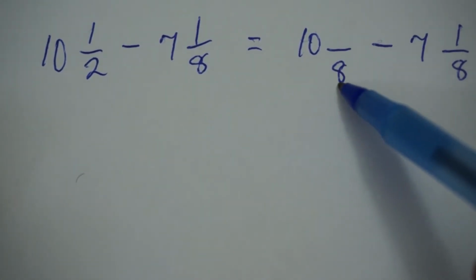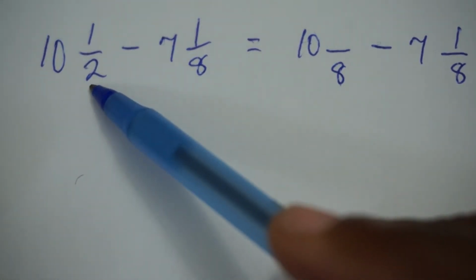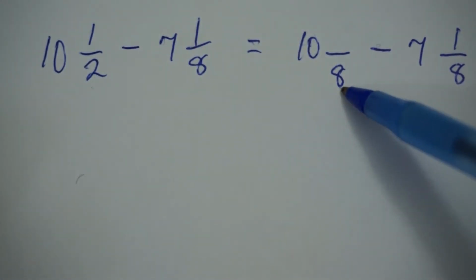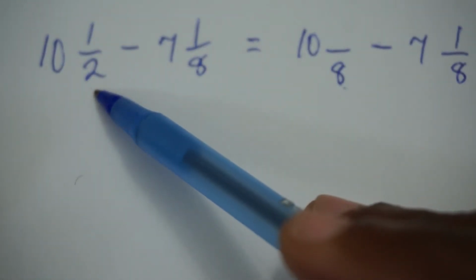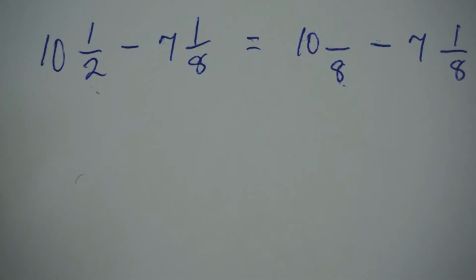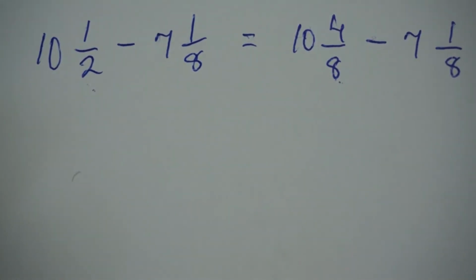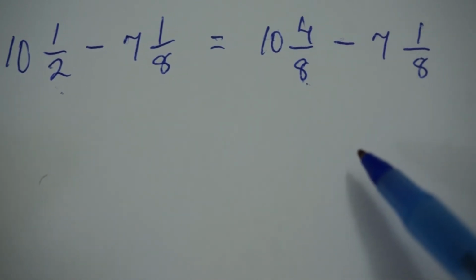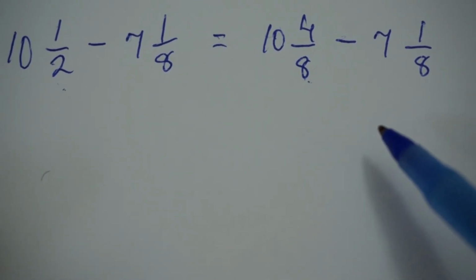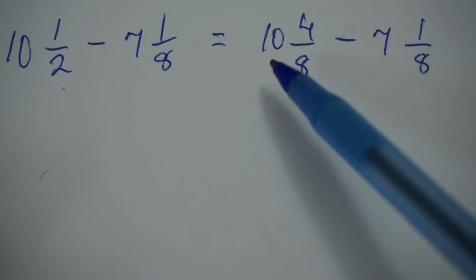I ask myself, to move from 2 to 8, what should I do? I would have to multiply this 2 by 4. If I multiply the 2 by 4, I have to multiply the numerator 1 by the same 4, so it becomes a 4 here. Now that my denominators are the same, I can go ahead and simply do my subtraction.